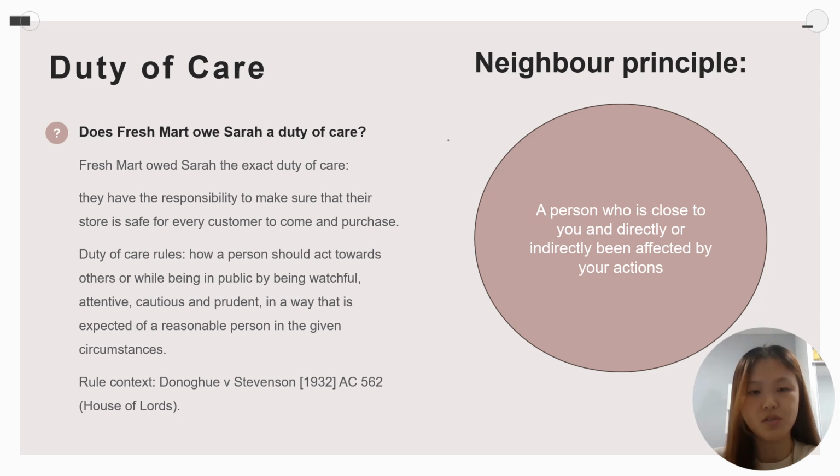It's defined as how a person should act toward others while in public, by being watchful, attentive, cautious, and prudent in a way that is expected of a reasonable person in the given circumstances. We can see the real context from the case Donoghue v. Stevenson. We must look at whether there is a neighbour relationship between both parties, which explains that a person is directly or indirectly affected by your actions. Here, Freshmart did owe Sarah a duty of care, since their staff have the responsibility to make sure their store and public areas are safe for every customer.